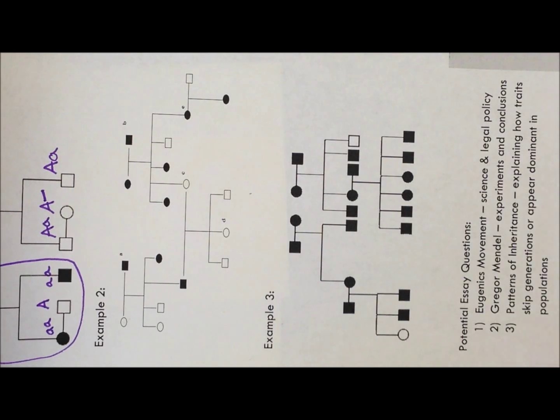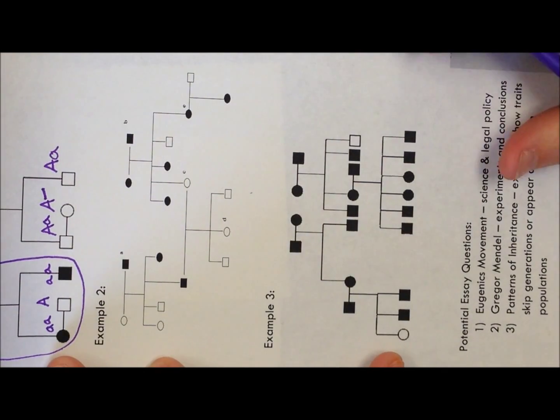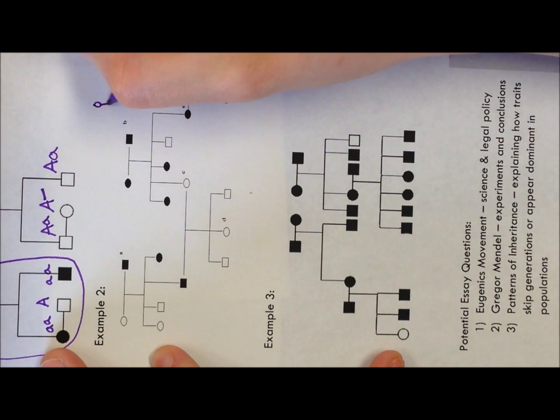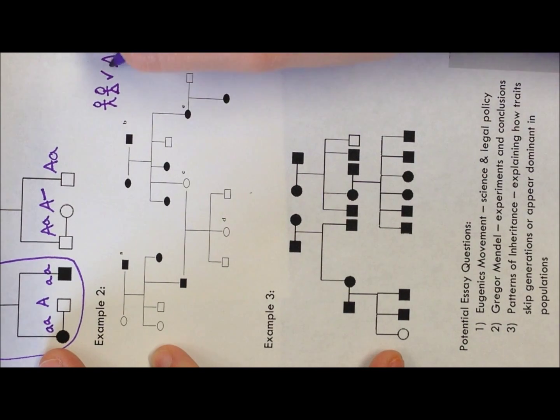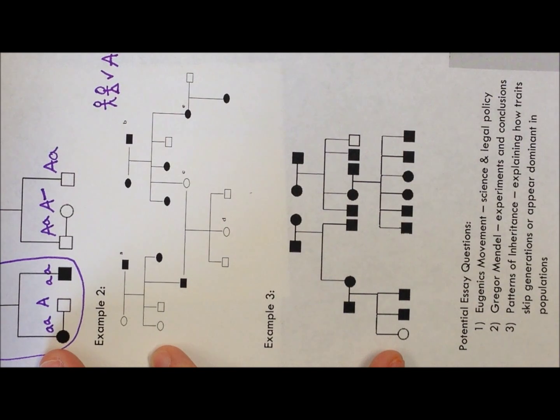Let's do example 2. So once again, we ask our 3 questions. First question, is it occurring equally in guys and girls? Yep, guys, girls, they're everywhere. So we know that it's autosomal. Next question that we need to ask, does it ever skip a generation? No, pretty much if a parent gets it, it looks like their kids do.